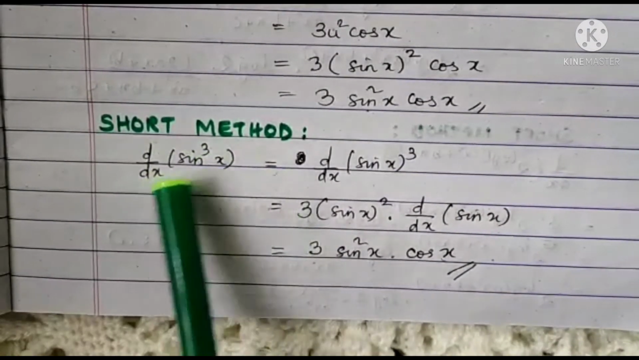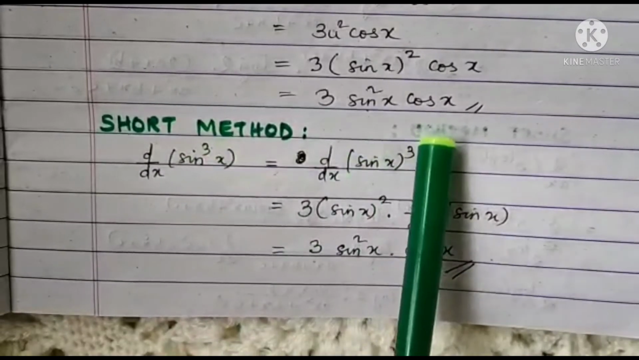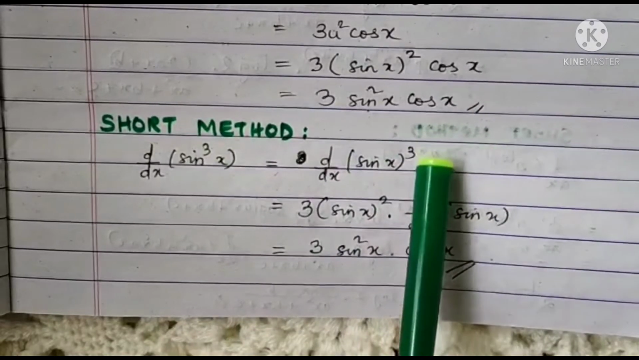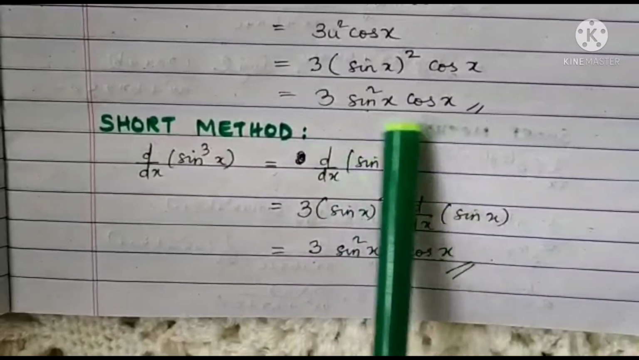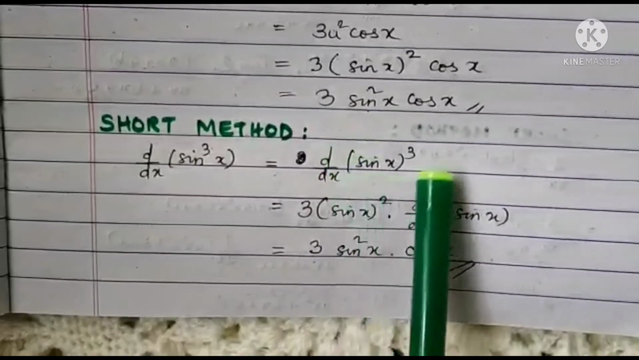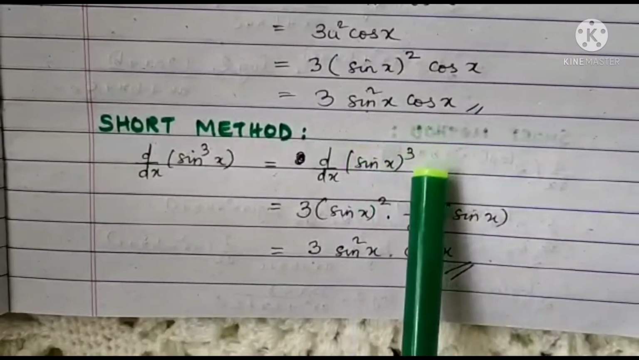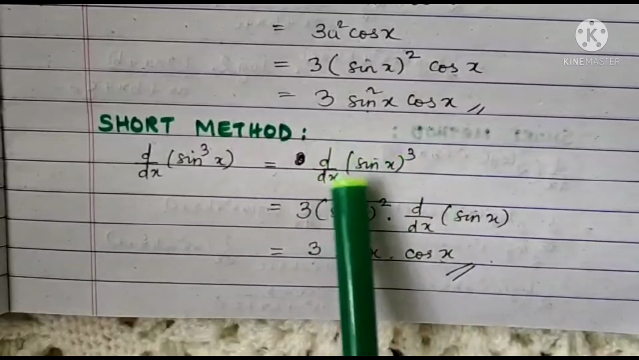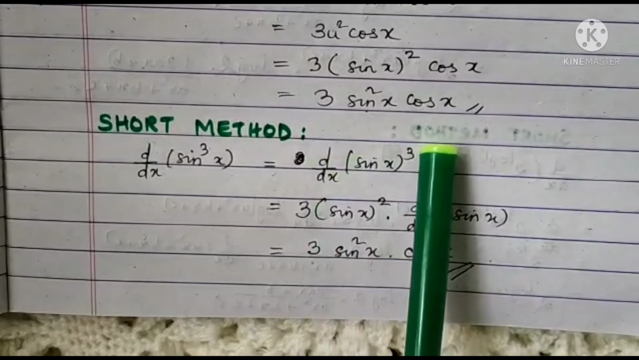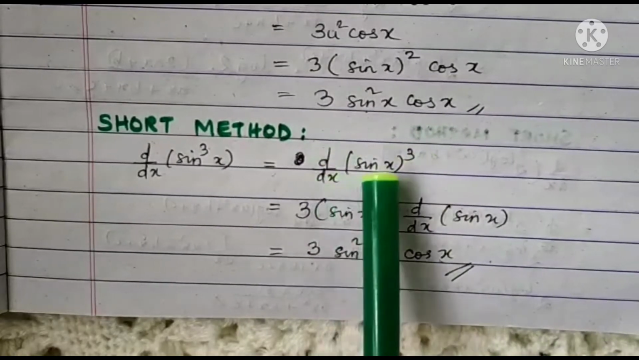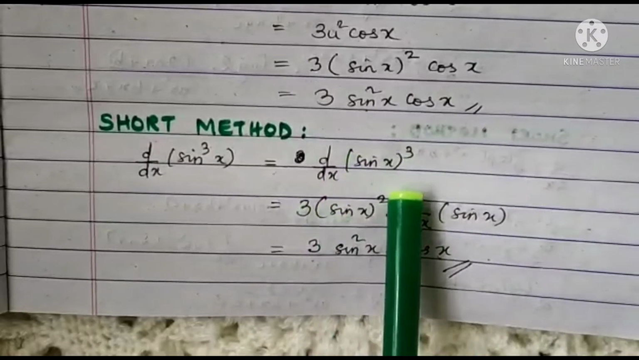Now you know d by dx of sin cube x means d by dx of (sin x) to the power 3. Now look at this form. What form is it in? I have a variable inside and a power. Think of it as x. d by dx of x cube. So what is d by dx of x cube? 3x square. So I will write d by dx of x cube is 3, and instead of x we have (sin x) square.